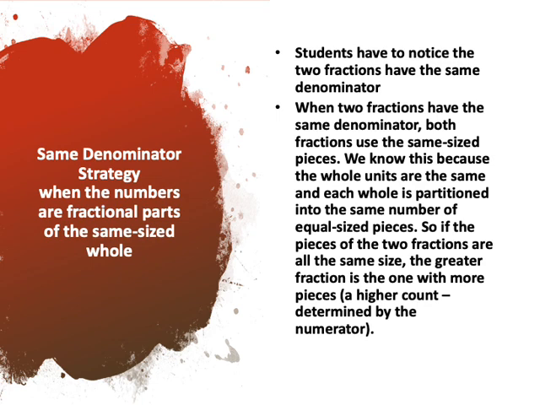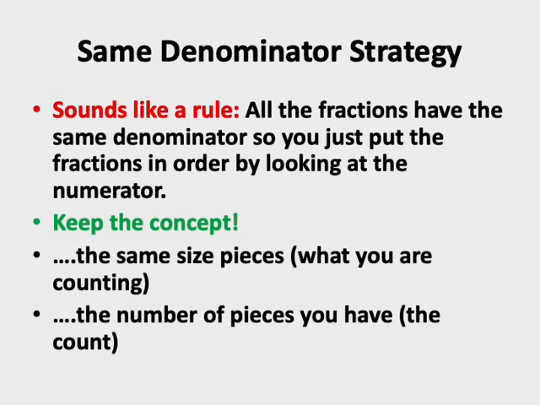We know this because the whole units are the same, and each whole is partitioned into the same number of equal-sized pieces. So, if the pieces of the two fractions are all the same size, the greater fraction is the one with more pieces, a higher count determined by the numerator. So this same denominator strategy could be articulated like this. All the fractions have the same denominator, so you just put the fractions in order by looking at the numerator.